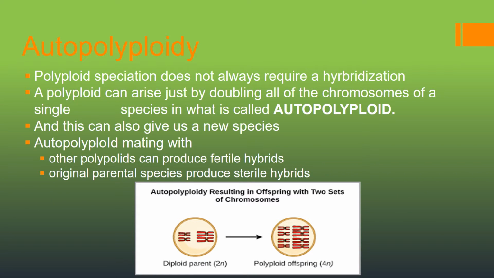The second type is autopolyploid speciation. This polyploid speciation does not always require a hybridization. A polyploid can arise just by doubling all of the chromosomes of a single species, in what is called an autopolyploid. And this can also give us a new species. An autopolyploid mating with other polyploids can produce a fertile hybrid. An autopolyploid mating with the original parent species produces a sterile hybrid.